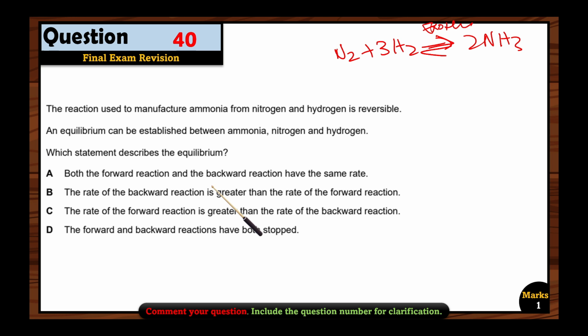Both the forward reaction and the backward reaction have the same rate. Yes, at equilibrium, both the forward and the backward reaction are equal. So that is the right option. The rate of the backward reaction is greater than the rate of the forward reaction. Wrong. Equilibrium means both are equal. The rate of the forward reaction is greater than the rate of the backward reaction. Again wrong, because they should be equal. The forward and backward reaction have stopped. Wrong. In equilibrium, the reaction continues but at the same rate. So option A is the right option.